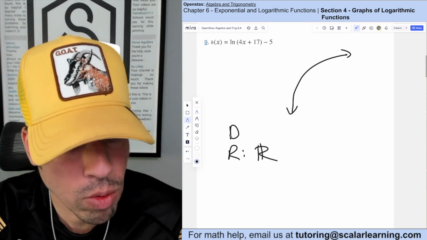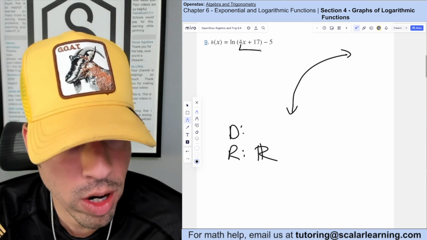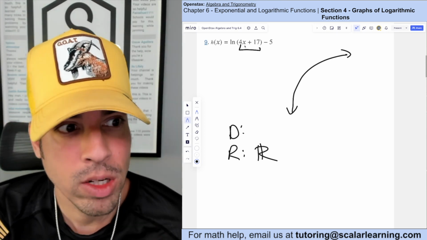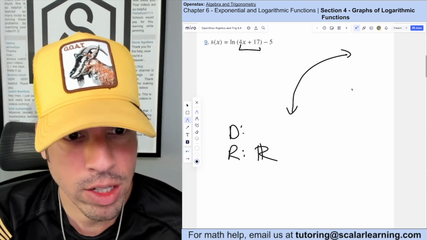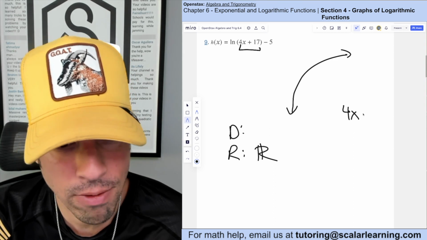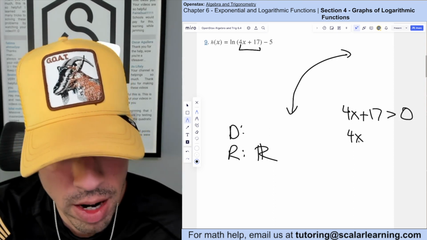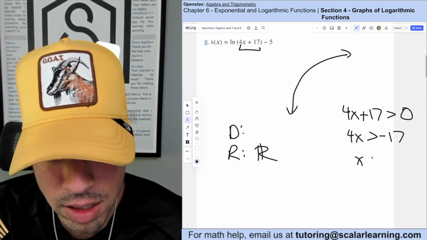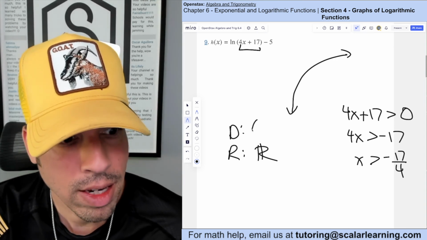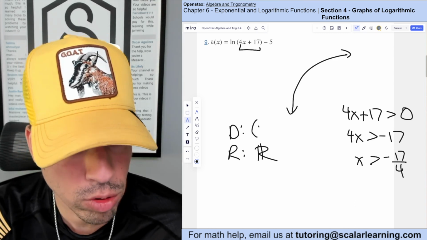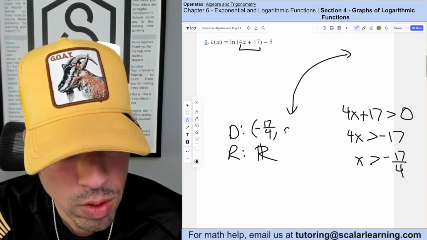Now when we talk about the domain for these logarithmic functions, we think about where x cannot go. And we know that as an argument of a logarithm, this value has to be greater than 0, right? So we can start by finding our domain by saying 4x plus 17 must be greater than 0. And then we can isolate for x. So we have 4x is greater than negative 17. X is greater than negative 17 over 4. As we state the domain, again, it's greater than, not greater than or equal to. So we have a curved parenthesis, negative 17 over 4 all the way up to infinity.